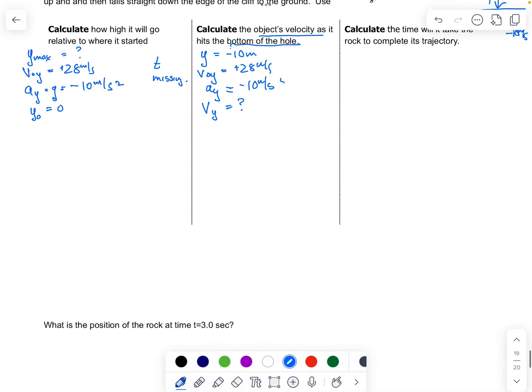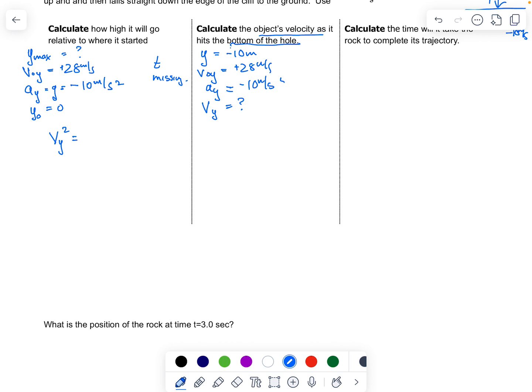All right, so we're going to go through the solution to the practice problem here. So we had set up the first part about how high will it go relative to where it started. Time is the missing variable, so we're going to choose the v squared equation, so vy squared. Again, I'm using this subscript y to indicate vertical translation.